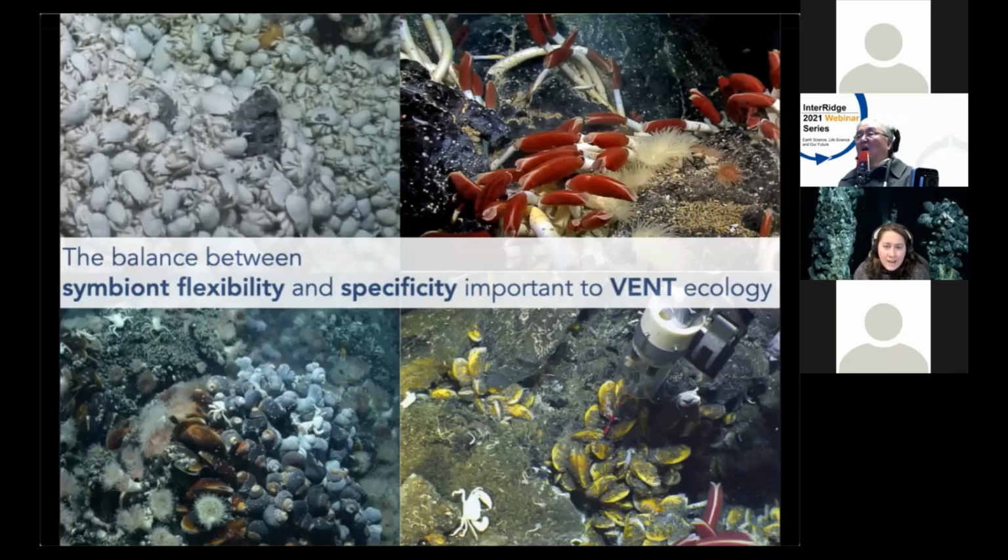And then I'll just end with making the point that while the data I presented today is specific, of course, to these particular snail species, given that many dominant hydrothermal vent animals are symbiotic, and many of them are thought to transmit their symbionts horizontally, the balance between symbiont flexibility and specificity is going to be generally important to our understanding of vent ecology broadly.